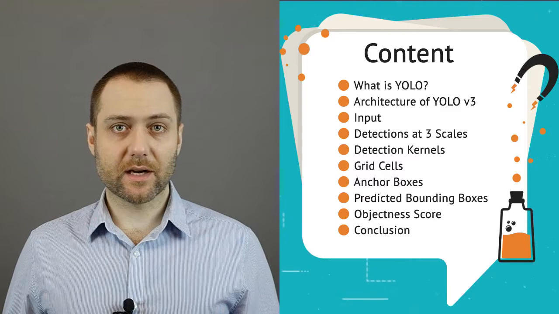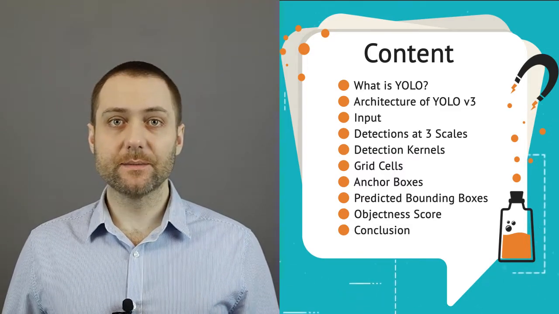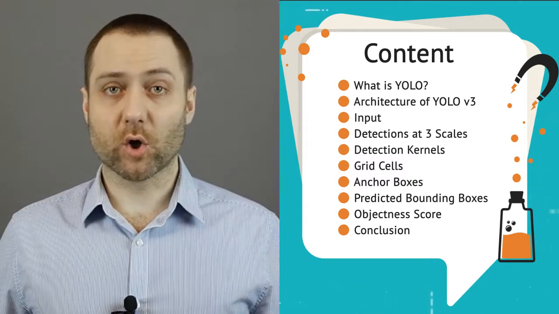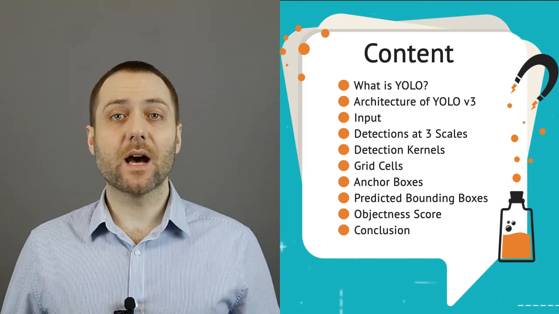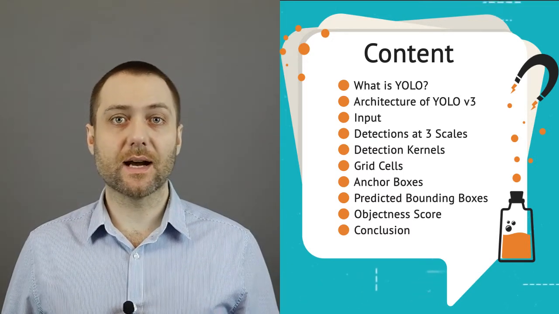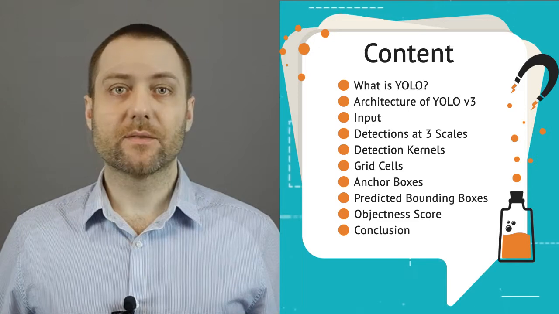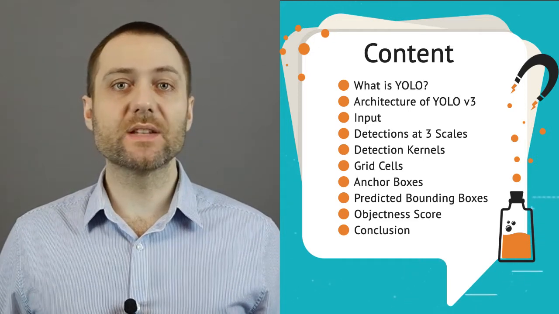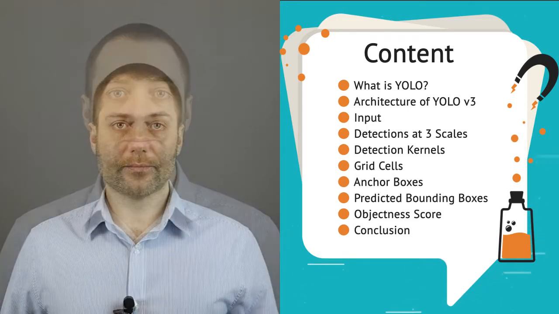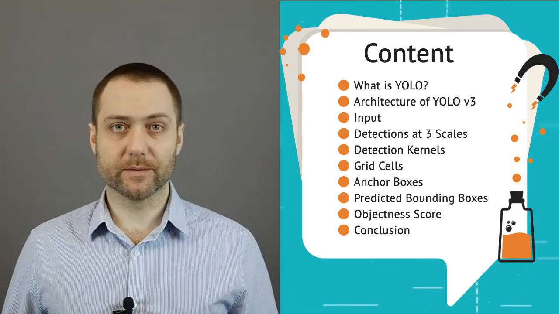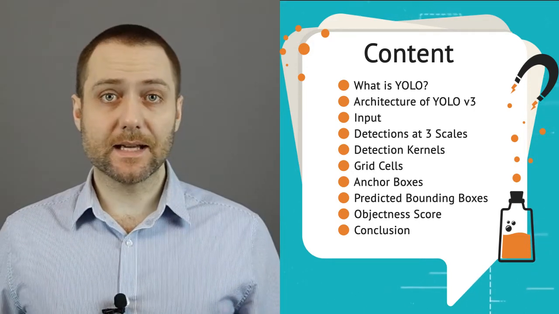We will also describe how network is trained, what is anchor boxes, and how predicted bounding boxes are calculated. Finally, we will explain what is Objectness Score and make a conclusion. Let's start now from the first topic.